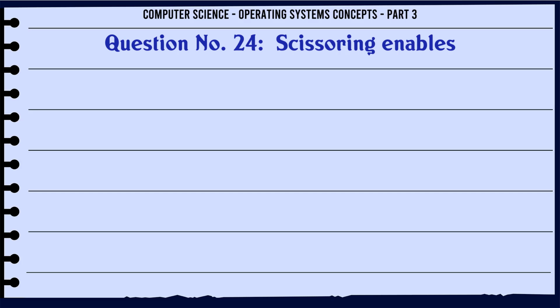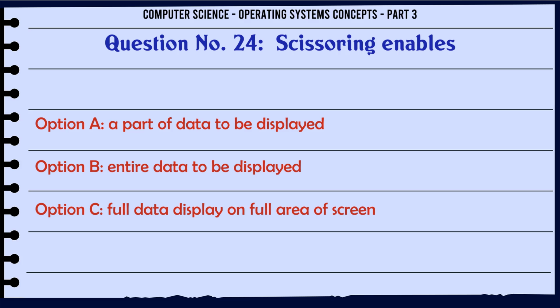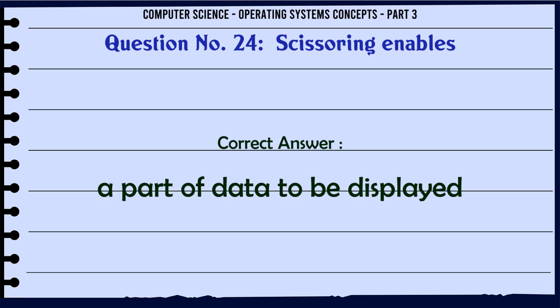Scissoring enables: A. a part of data to be displayed. B. entire data to be displayed. C. full data display on full area of screen. D. no data to be displayed. The correct answer is a part of data to be displayed.